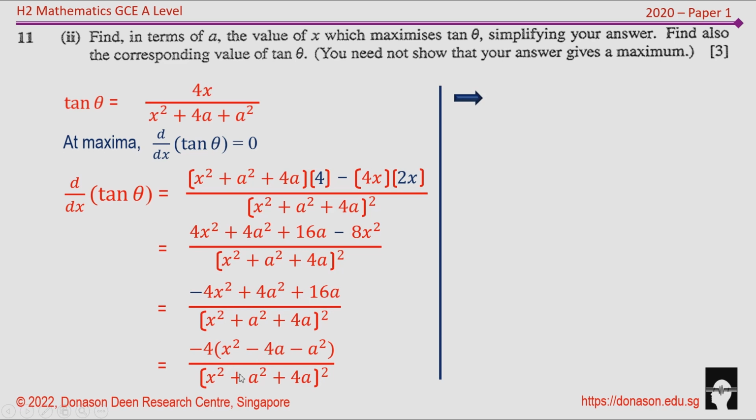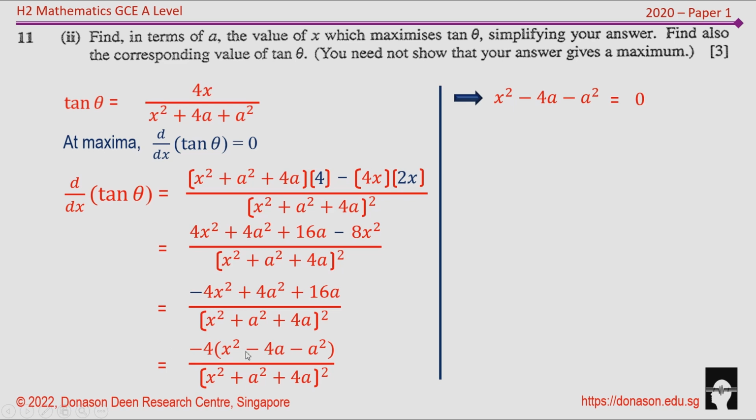Oh, sorry, this minus 4a came from this term, okay, 16 minus 16. So then I have rearranged the plus 4a squared into a minus a squared, and so we have factorized the numerator. And when it is equal to 0, it cannot be that the denominator is 0 or the minus 4 cannot be the 0. Only this part of the numerator, okay, which is x squared minus 4a minus a squared, should have been equal to 0.